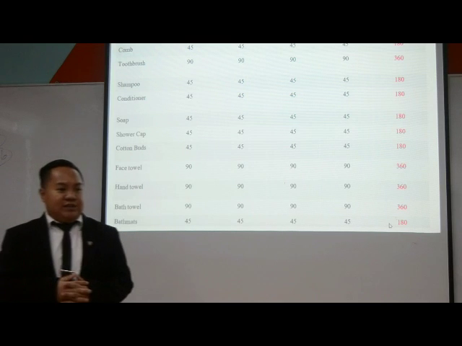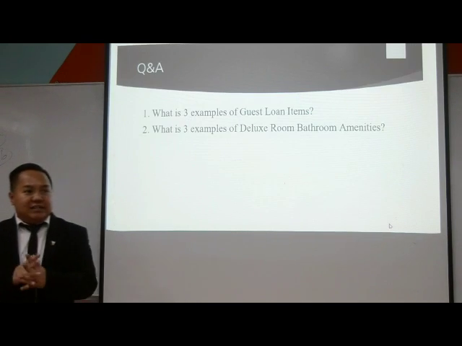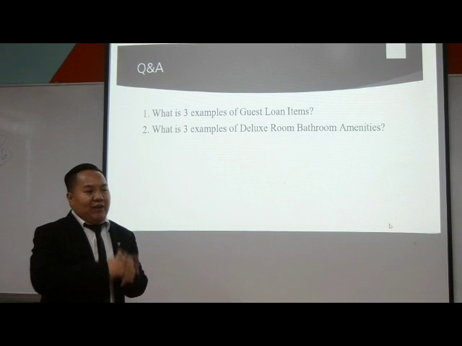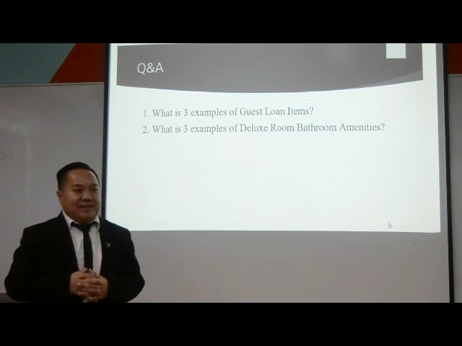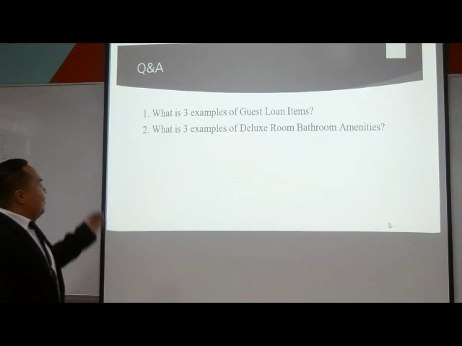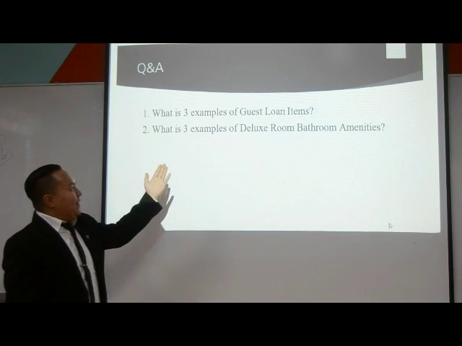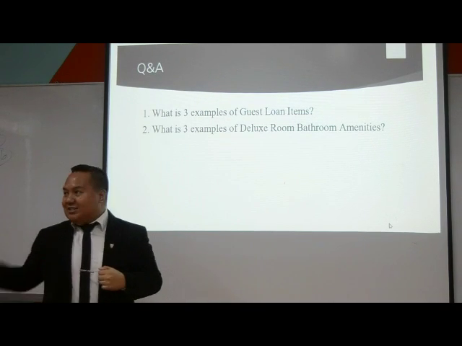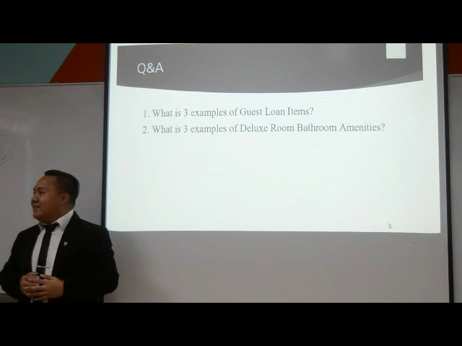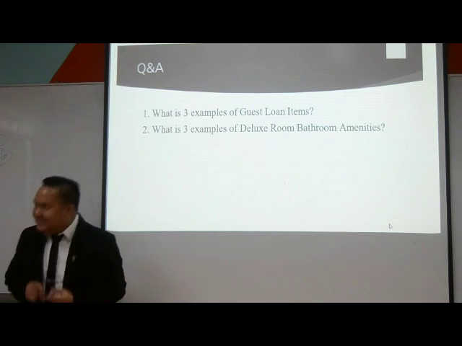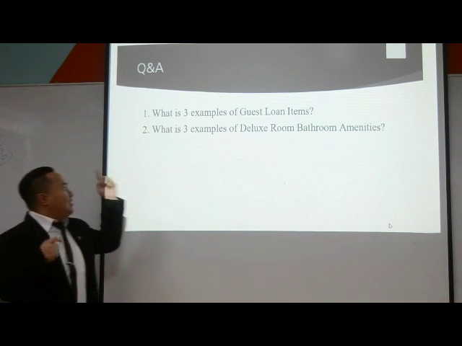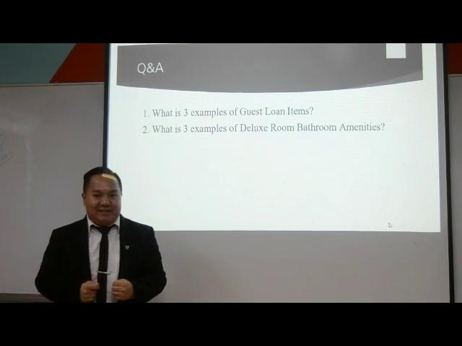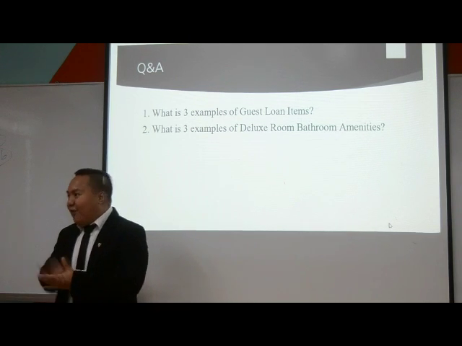Okay, I have a question for you that you have to answer. I want to know your level of understanding during my presentation, I mean my training. So the first question is, what are 3 examples of guest loan items? Angel? As you stated before, the examples of guest loan items could be an ironing board. Yes. Or phone charger. Yes. And iron. Oh yes. So there are 3 examples of guest loan items. Thank you, Angel, for your answer.